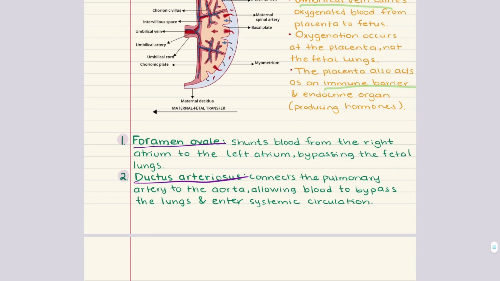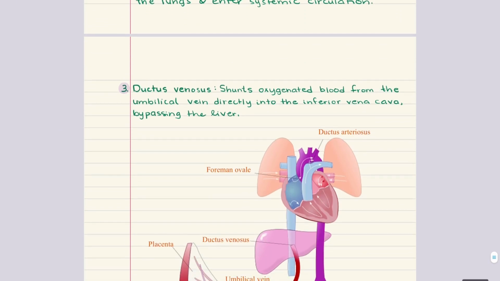The third and final shunt is the ductus venosus. This one allows oxygenated blood from the umbilical vein to bypass the liver and go straight into the inferior vena cava, where it can then enter the heart and be pumped throughout the fetus. So together, these three shunts ensure that blood is prioritized for essential organs like the brain and heart, while skipping over the lungs and liver, which will only become fully active after birth.